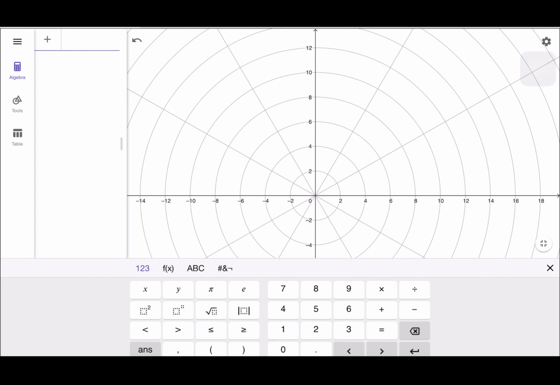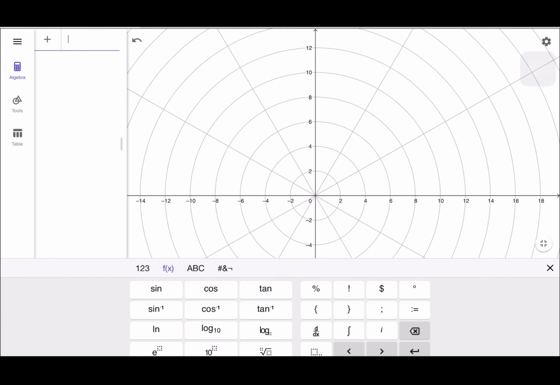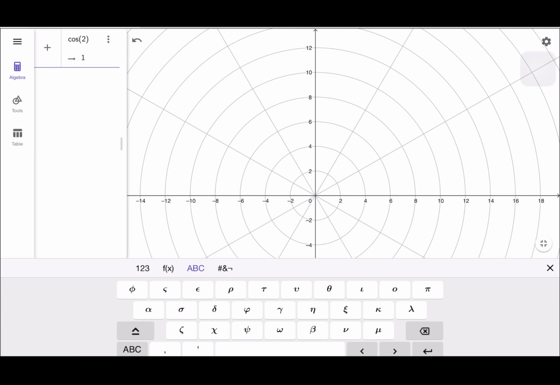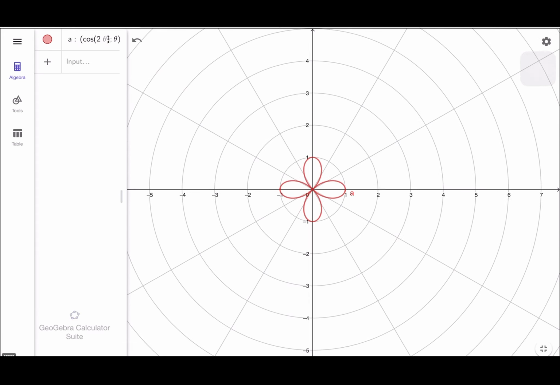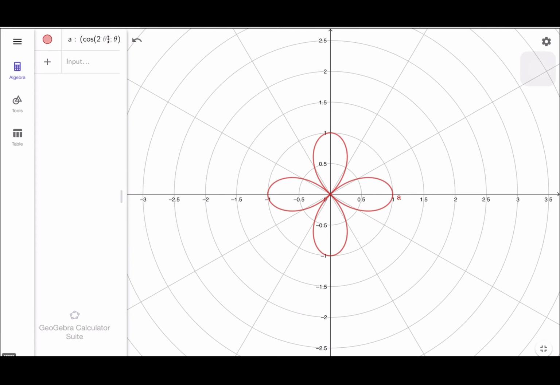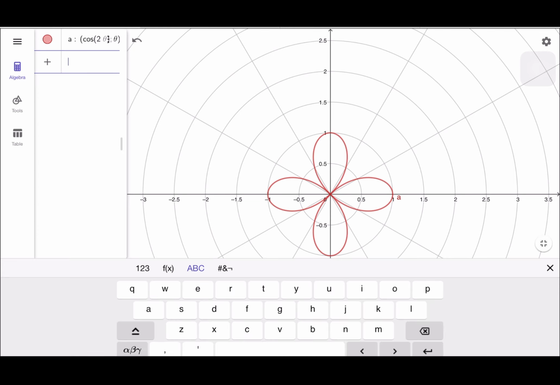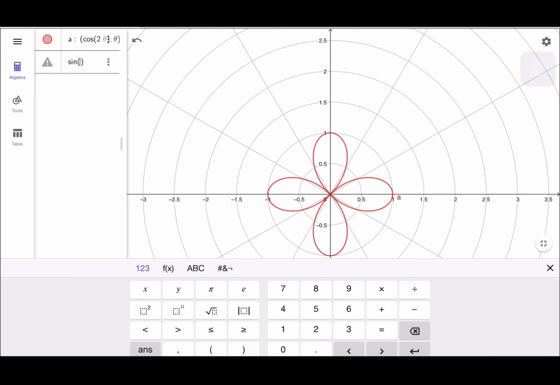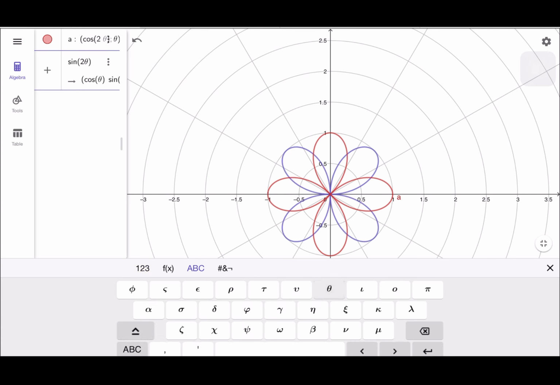Okay, if you can input maybe the cos, let's say the 2 theta that we did. Oh, it's really small, because it's only 1, right? The radius is only 1. That's okay, very beautiful, right? If we check maybe sine 2 theta, right? It's a little bit rotated, okay?